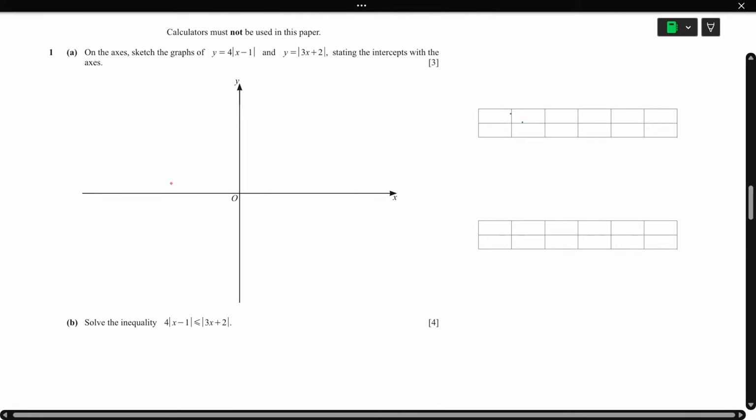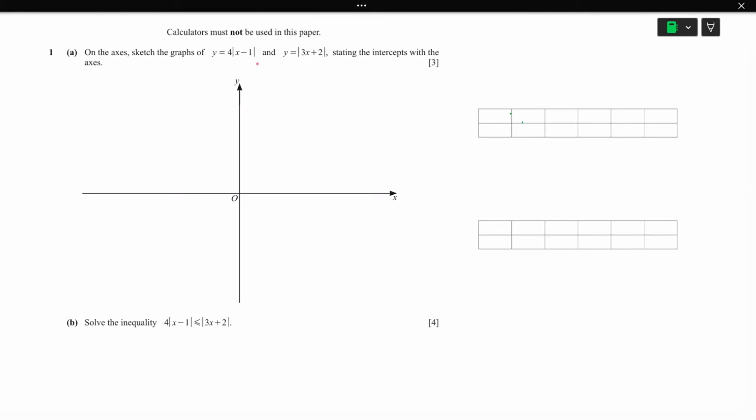On the axes, sketch the graph y equals 4 absolute value of x minus 1 and y equals absolute value of 3x plus 2, stating the intercepts with the axes. So we need to find the intercepts with the axes, and also we need to sketch the graph. First I'll take the first equation, which is 4 absolute value of x minus 1.